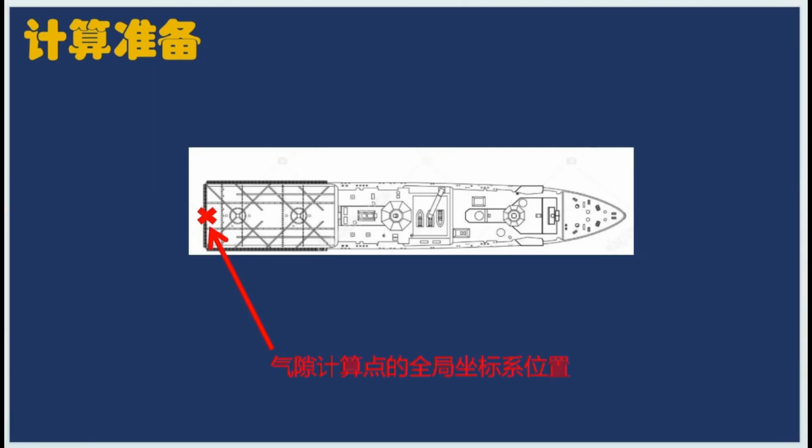The second thing you need to prepare is to know the position of the point where you measure the draft in the global coordinate system. For example, if you want to measure the draft at the stern of the ship, then you need to know the x, y, and z values of that point in the global coordinate system.